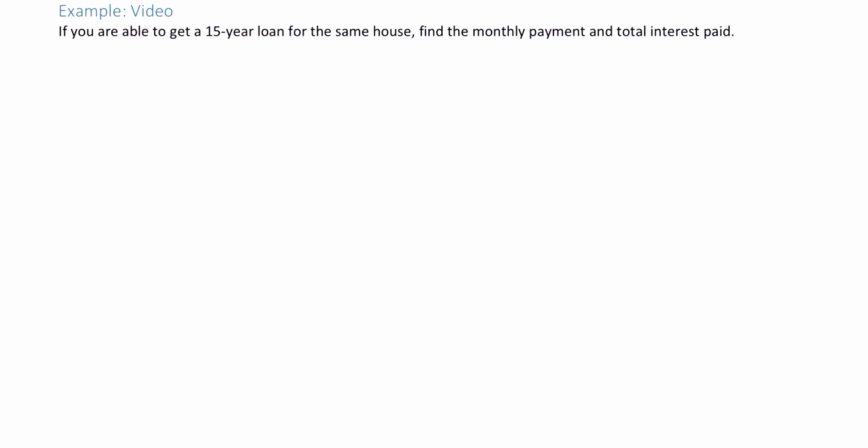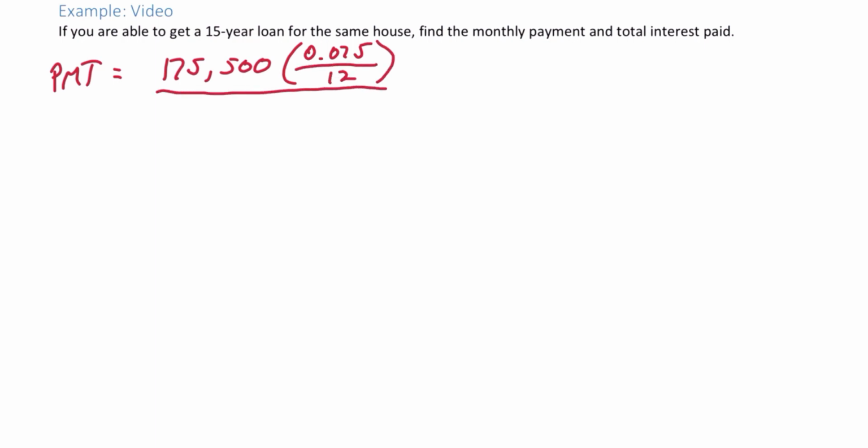In our next example, we are assuming we can get a 15-year loan as opposed to the 30-year loan for the same house. Let's find our monthly payments and the total interest for a 15-year loan for the same house. Our payments are, again, the mortgaged amount, $175,500, times the rate, which has not changed, divided by 12, all over 1 minus 1 plus the rate, divided by 12, raised to the negative 12 times 15 years this time.